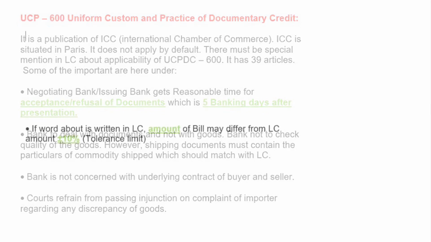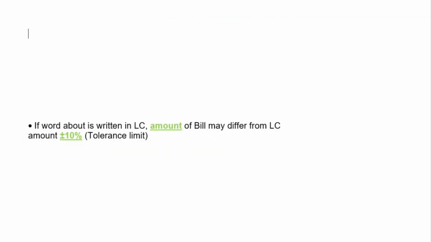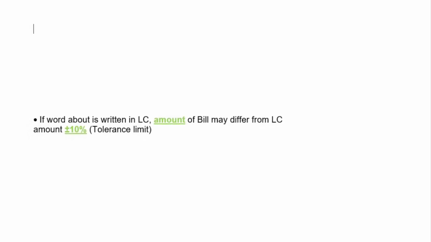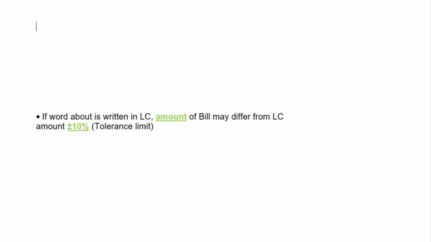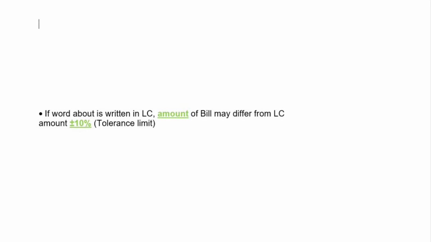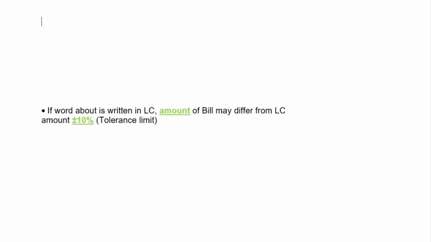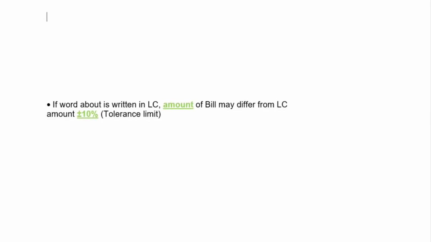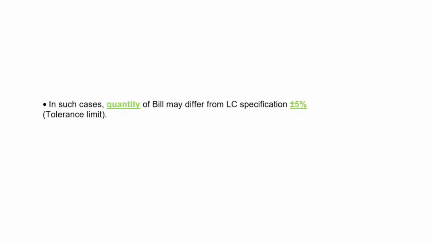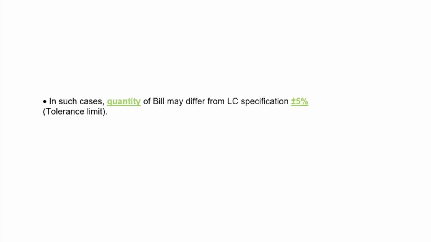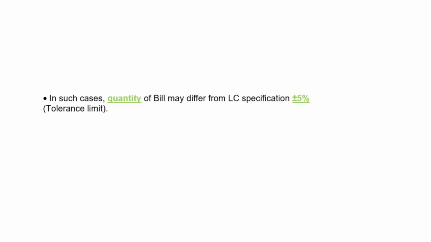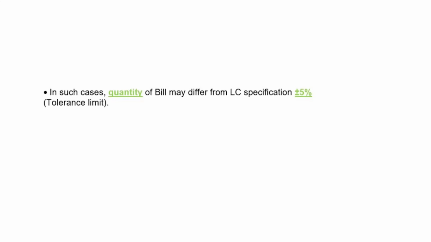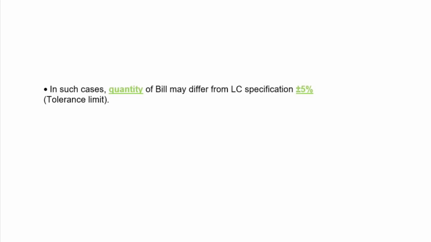And next important point: on an LC, the amount may differ plus or minus 10%. If the amount is 1000 rupees, it may vary from 900 to 1100. And next one, the quantity of goods may vary plus or minus 5%. That means if they ordered 1000 goods, the goods may be 950 to 1050. Usually these 2 points are important in case studies.